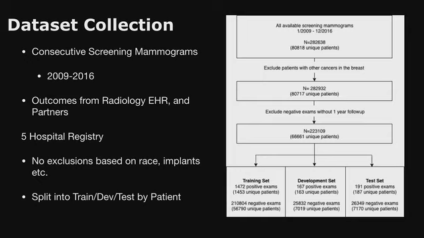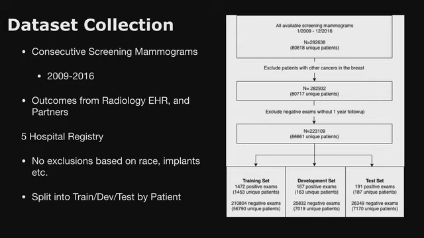So to dive right into it, we took consecutive mammograms. I'll get back into this later. This is actually quite important. We took consecutive mammograms from 2009 to 2016. This started off with about 280,000 cancers, and once we filtered for at least 1 year follow-up, we ended up with this final setting where we had 220,000 mammograms for training and about 26,000 for development and testing.